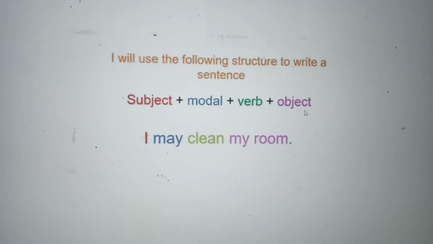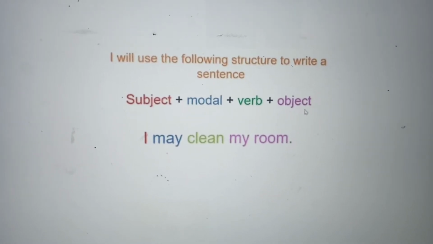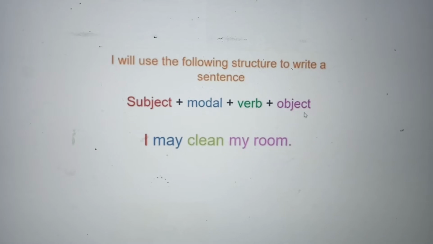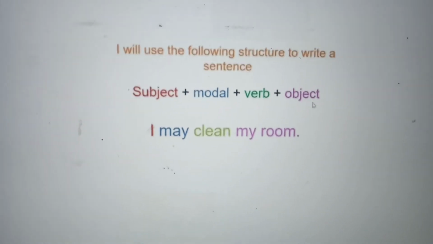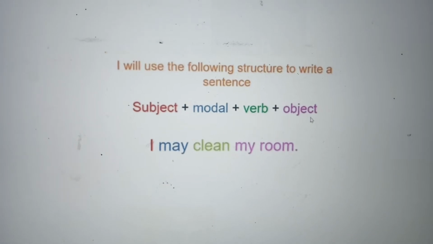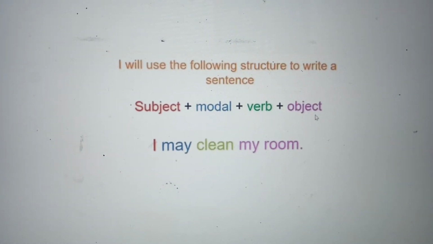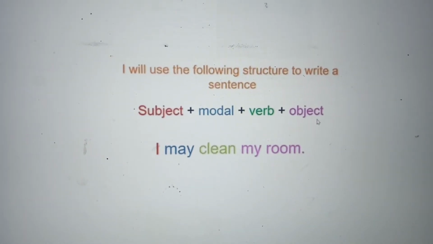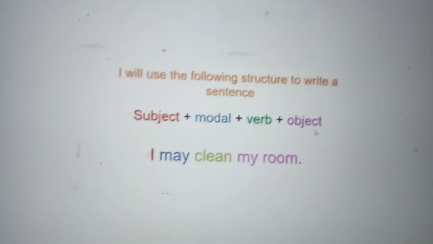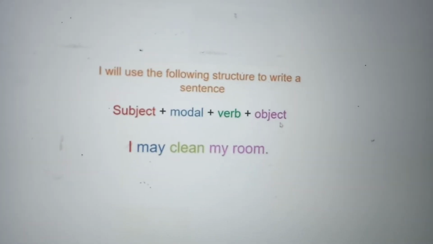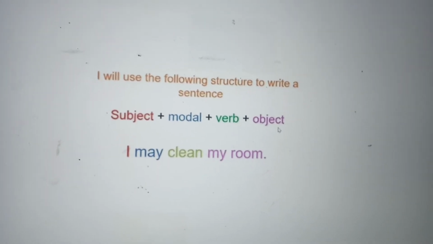I may clean my room. So, who is doing the action here? I. I is the subject. And what is the action? Clean. So, clean is a verb. May is a modal. And my room is the object. I may, subject; modal; verb, clean; my room, object.